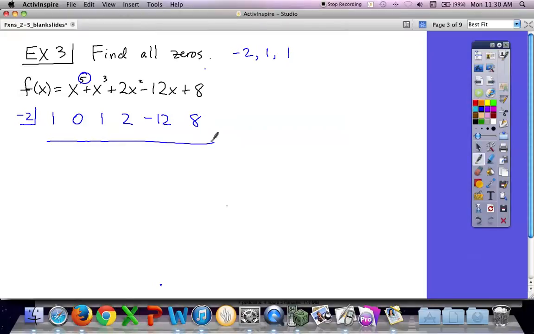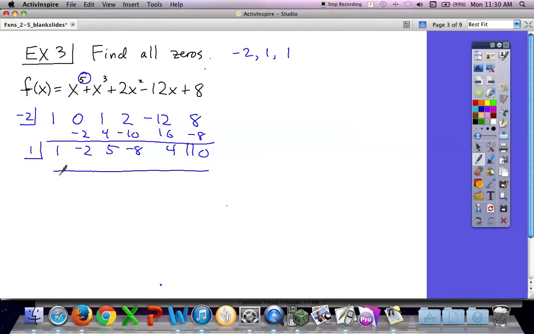Right. Draw a line, bring down the 1, -2, add. +4, add. -10, add. +16, add. -8, 0. Which is what we expect. If you didn't get a 0 as a factor there, then you would have to see what you did wrong, because we know that -2 is a 0. Okay, so now let's do 1.